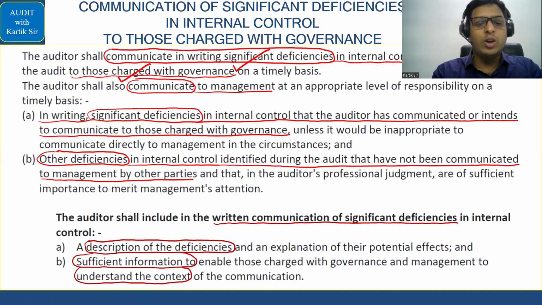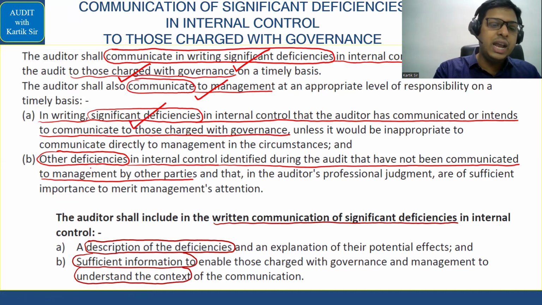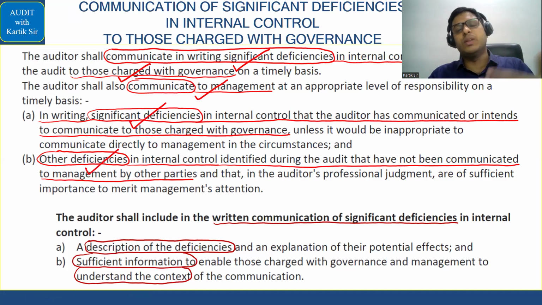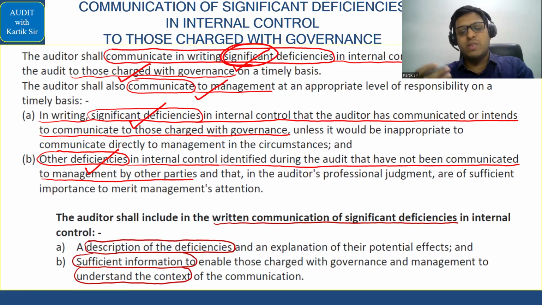And the auditor shall also communicate to the management. To the management, the auditor will communicate the significant deficiencies as well as any other deficiencies. So both will be discussed with the management. But remember, with TCWG you will only discuss the significant deficiencies. But with management, you will discuss the significant deficiencies and other deficiencies also.